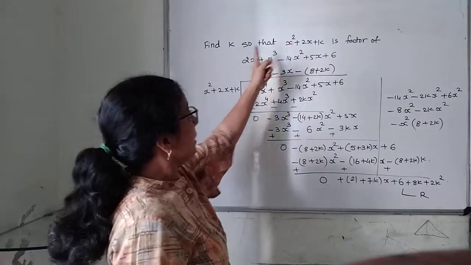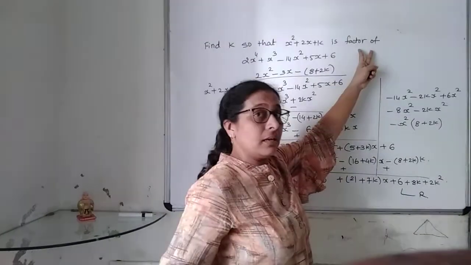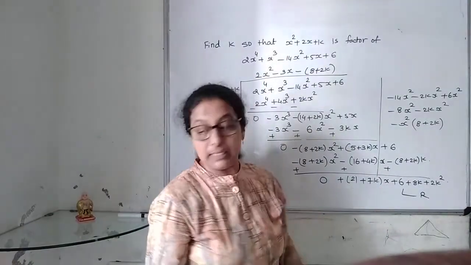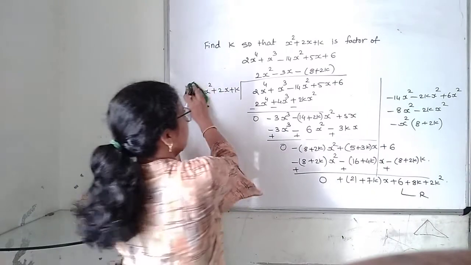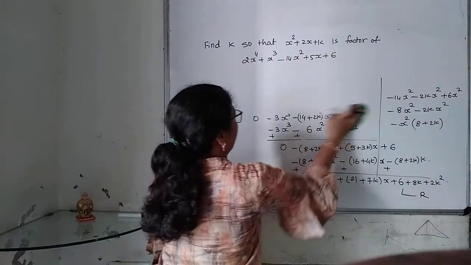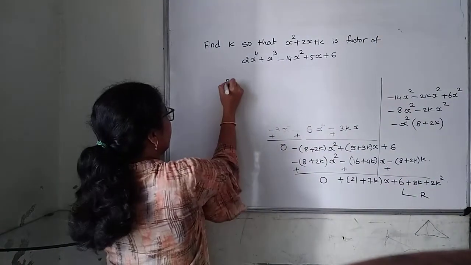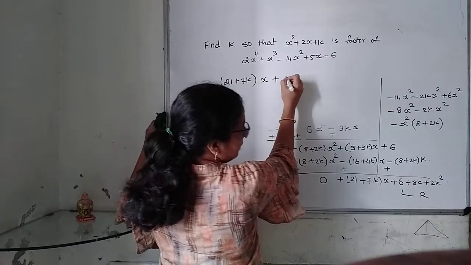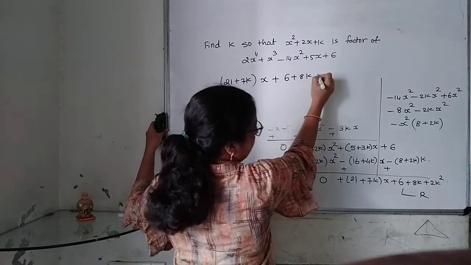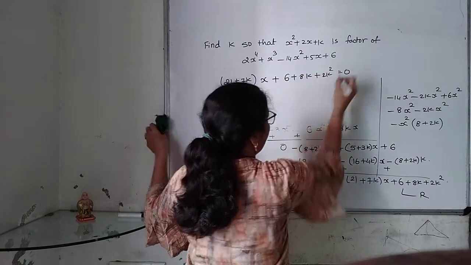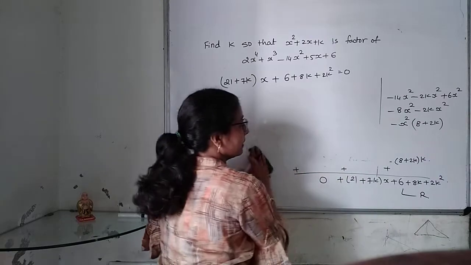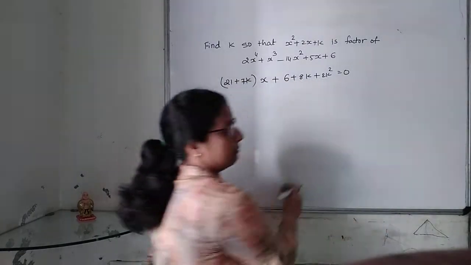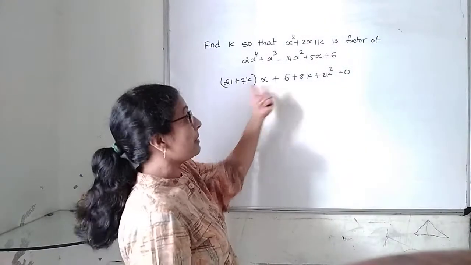Now what is it? It is given that it is a factor. So when it is a factor, the remainder should be 0. So now we will take our remainder, that is 21 plus 7kx plus 6 plus 8k plus 2k² is equal to 0. If it is a factor, then if we divide the polynomial by any factor, the remainder should be 0. So we take this remainder 0.